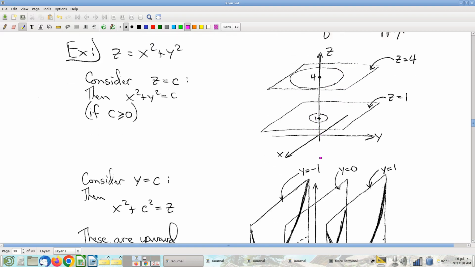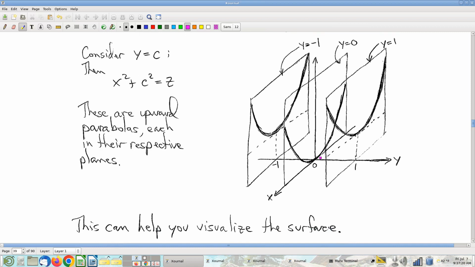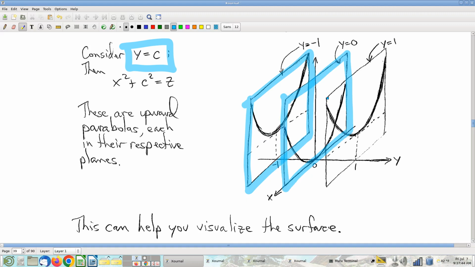So what I'm going to do then is talk about a different cross-section. Now this one's going to be geometrically challenging, right? This is hard to draw, hard to visualize. I'm going to now look at cross-sections perpendicular to the y-axis. Now, perpendicular to the y-axis gives me planes that look kind of like this. Right? Those are all perpendicular to the y-axis.